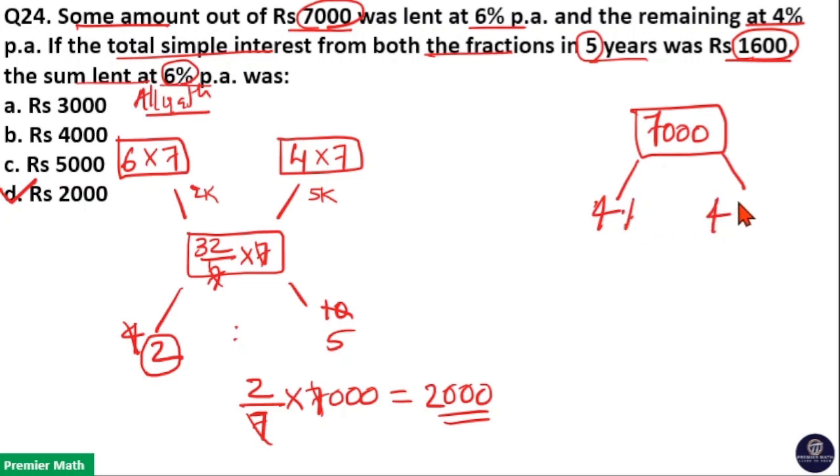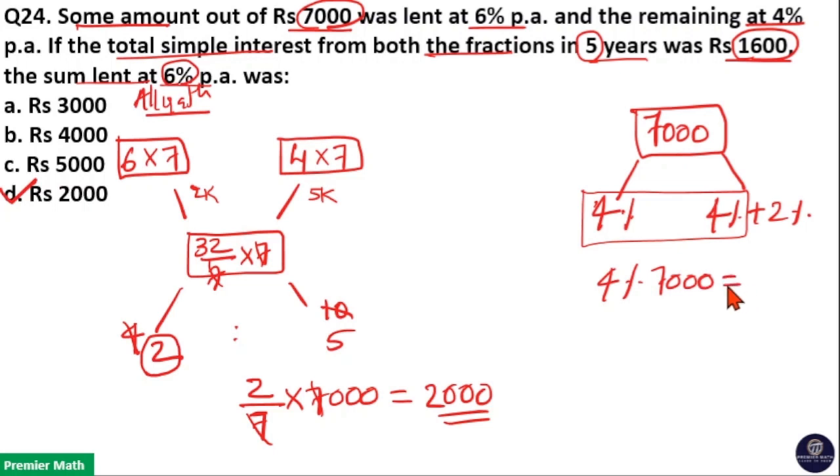I will write it as 4% plus 2%. Now the common is 4% here. So 4% of 7000, the total sum, is equal to, percentage and double zero cancel, 7 into 4, 28. So 280 is 4 percent of 7000. But here we already know 320 is the annual simple interest. Simple interest for 1 year is 320. But here it is 280.